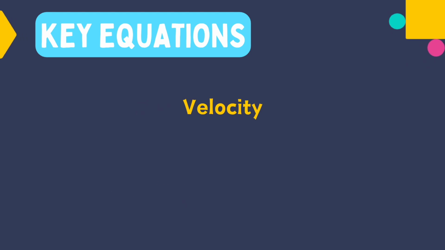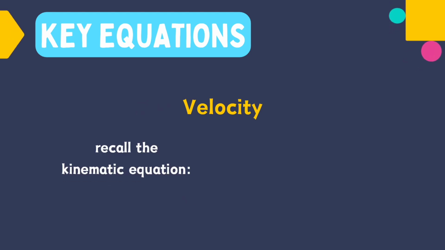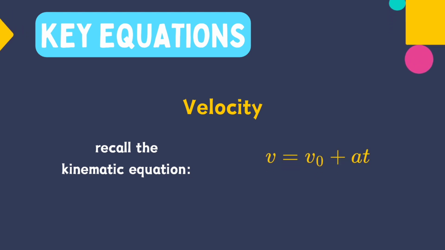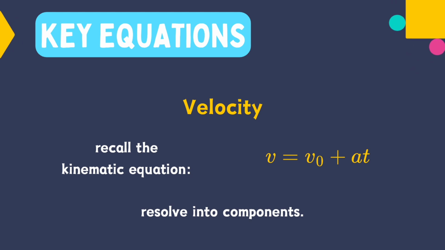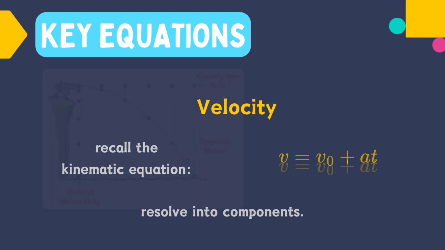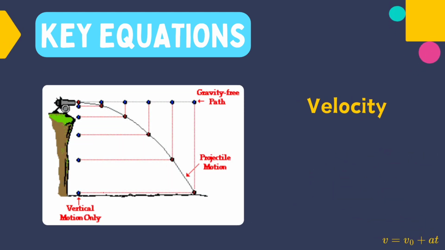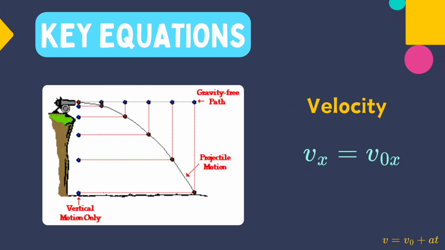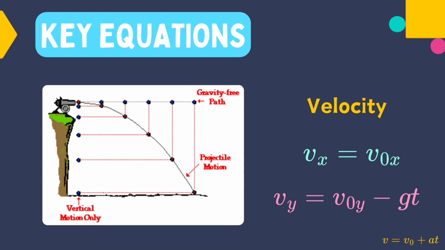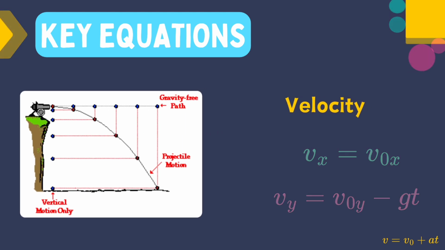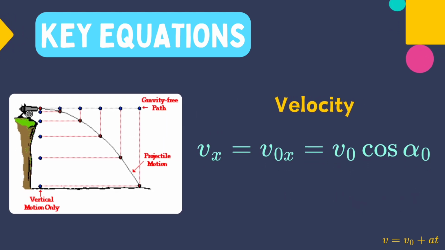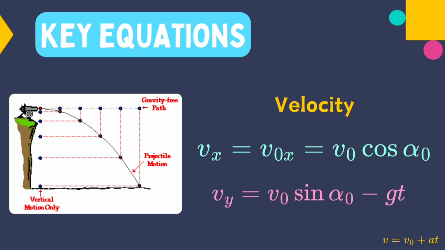Now, how about the velocity at any point in the particle's path? Velocity is no longer constant over time, so we now need to recall the kinematic equation, v equals v0 plus at. We use this to resolve the velocity into its components. If we use the fact that ax equals 0 and ay equals -g, we get that vx is equal to v0x and vy is equal to v0y minus gt. We can substitute our expressions for v0x and v0y from earlier and we obtain vx is equal to v0 cosine α0 and vy is equal to v0 sine α0 minus gt.